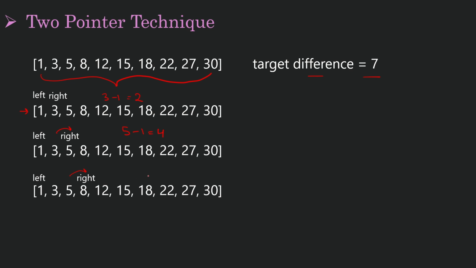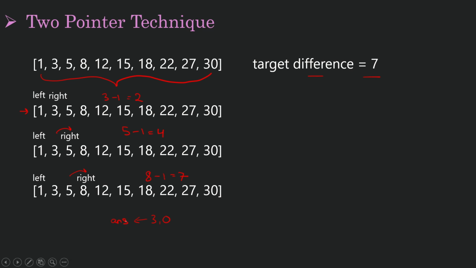Step 2. Left at index 0, value 1. Right at index 3, value 8. Difference equals 8 minus 1 equals 7. Target found. Return indices 3, 0. If the difference were too large, move left forward. If too small, move right forward. If no pair is found, the pointers exhaust the array, indicating no solution.